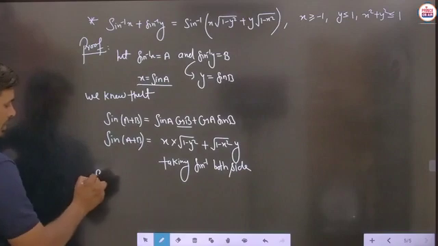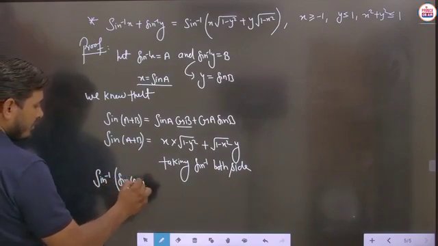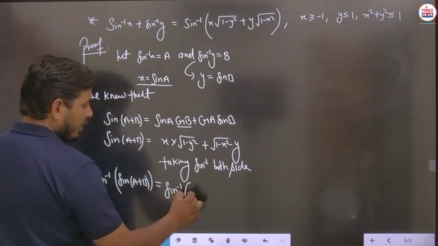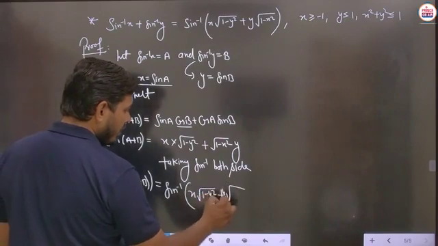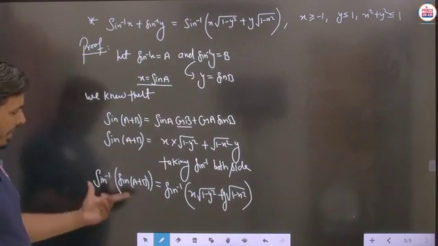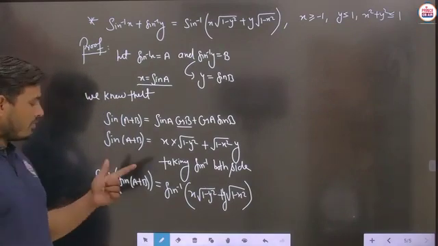So this will be written as sine inverse of sine of A plus B, and here you can write sine inverse of x root 1 minus y square plus y under root 1 minus x square. Is it clear? Now as per property number 1, what is the result of sine inverse of sine of A plus B?